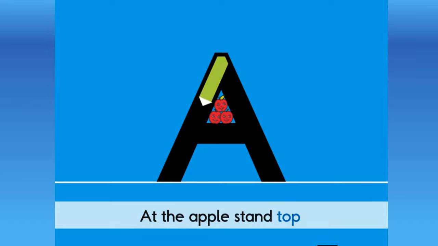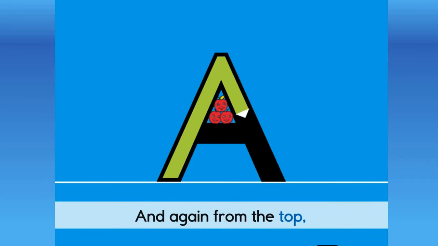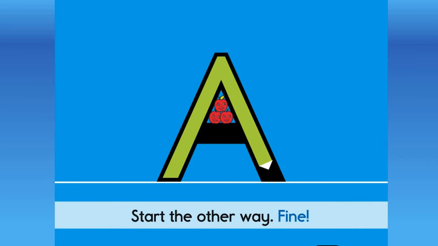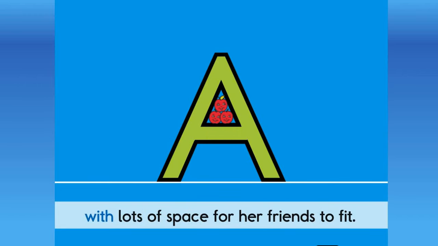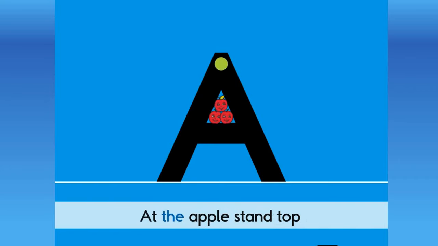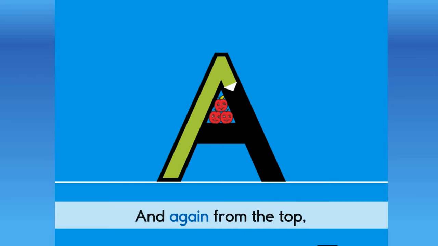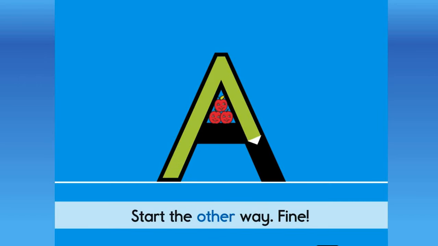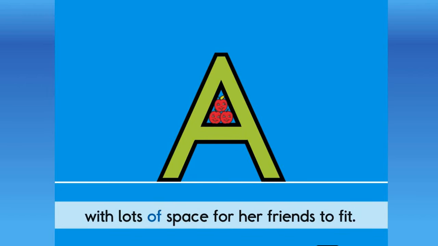At the apple stand top, start down to the line, and again from the top, start the other way, fine. Then add a shelf for Annie to sit, with lots of space for her friends to fit.